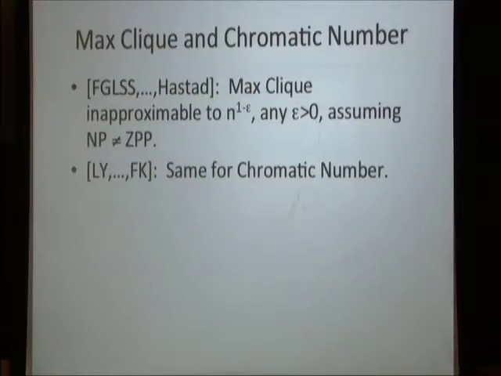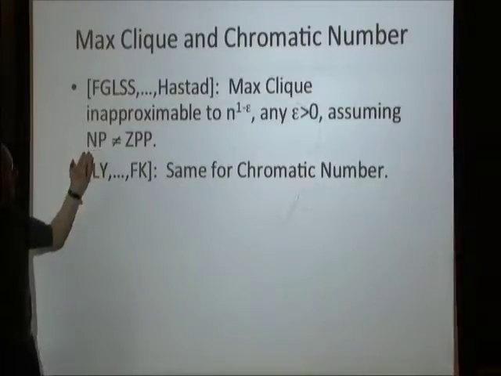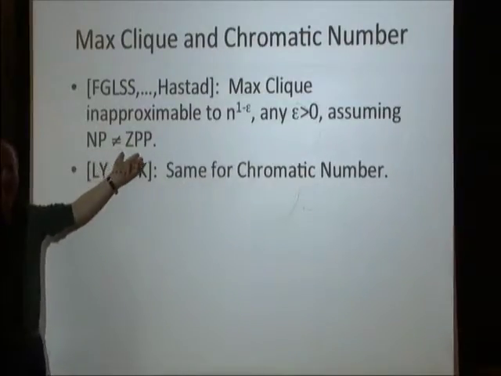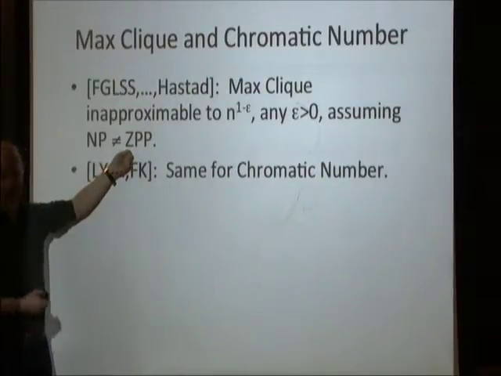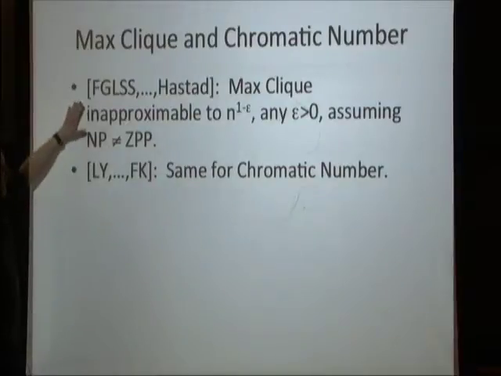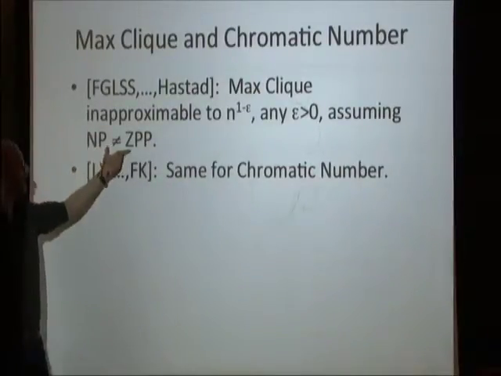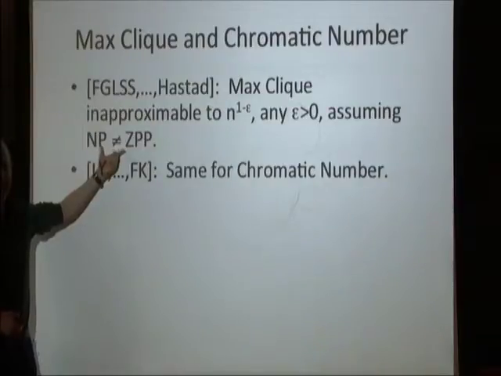Okay, so extractors are also useful in inapproximability. There's been a long line of research using PCP technology to get inapproximability results, culminating in the result of Håstad that max clique is inapproximable to within n to the 1 minus epsilon for any positive epsilon, assuming that NP doesn't equal ZPP. This is zero error randomized polynomial time, which is RP intersect co-RP. So this is an awesome result. The only minor thing that's a little unsatisfactory is that it'd be nice to have NP not equal P.